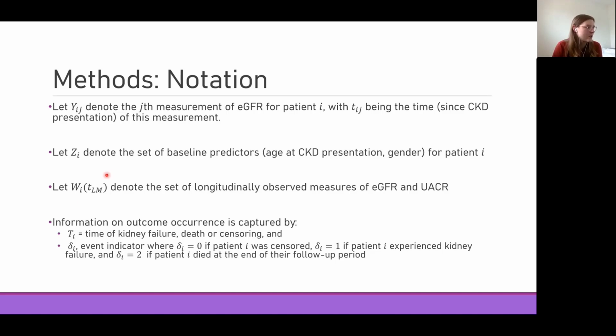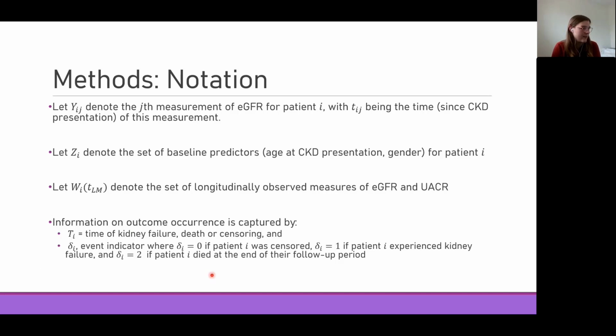We then have denoted this W_i term, which is essentially a summary of the longitudinally observed information on eGFR and UACR. In most cases, that would be what we predict it to be at the landmark time. In other cases, it might be the last observation carried forward. And we also include in that the rate of decline of eGFR as well.